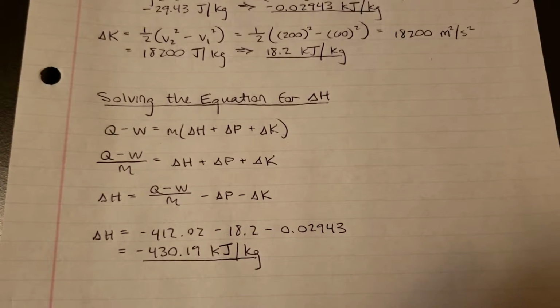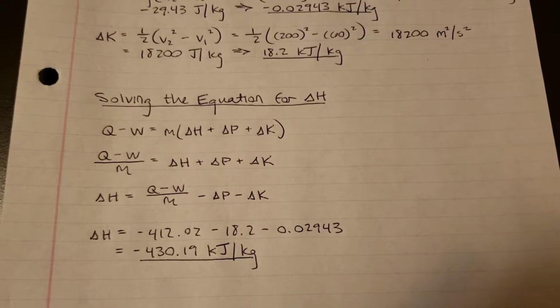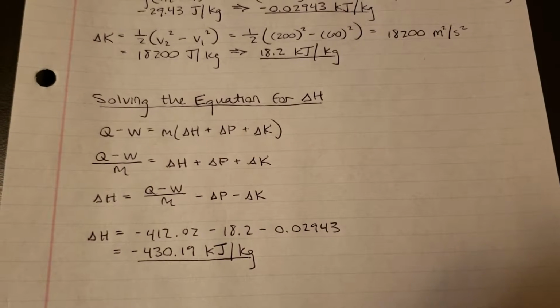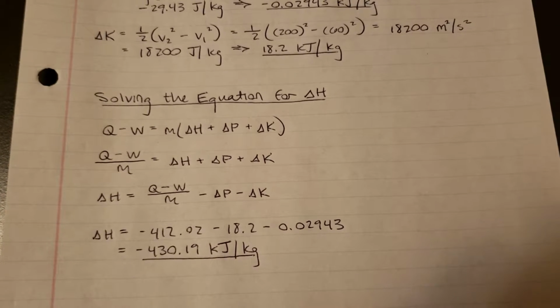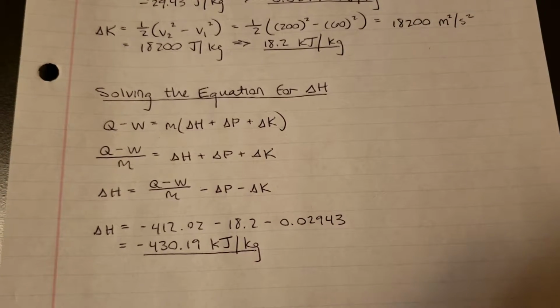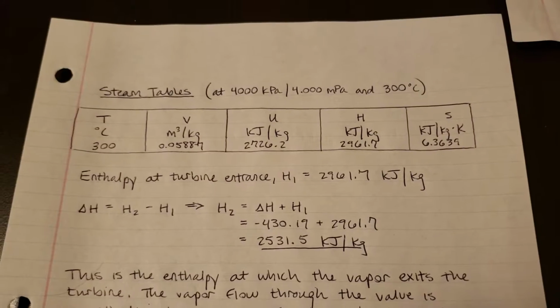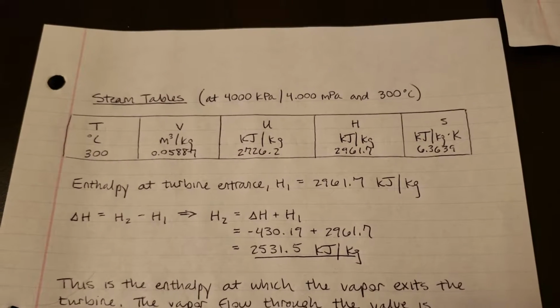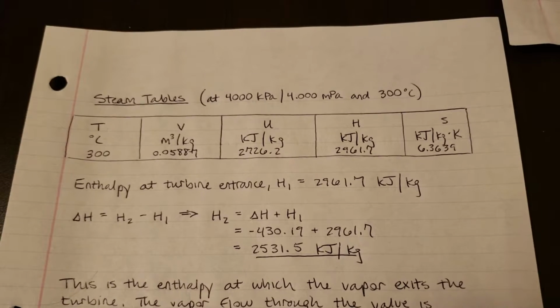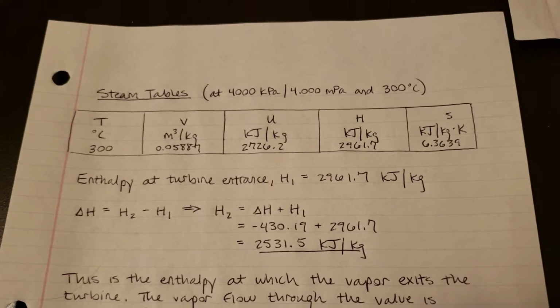Plugging all these numbers into the equation and solving for delta H yields -430.19 kilojoules per kilogram. This is the change in enthalpy from the entrance to the exit of the turbine, not either individual component. To determine the enthalpy of the vapor at the entrance of the turbine, utilize a steam table entry at 4,000 kilopascals and 300 degrees Celsius.